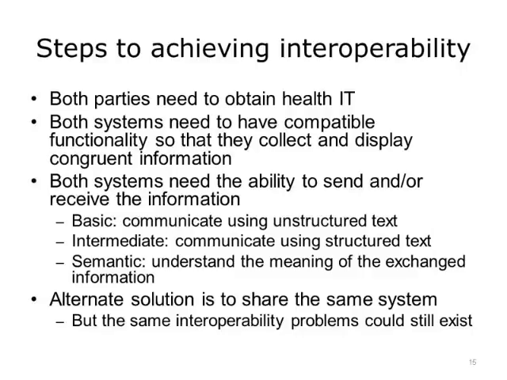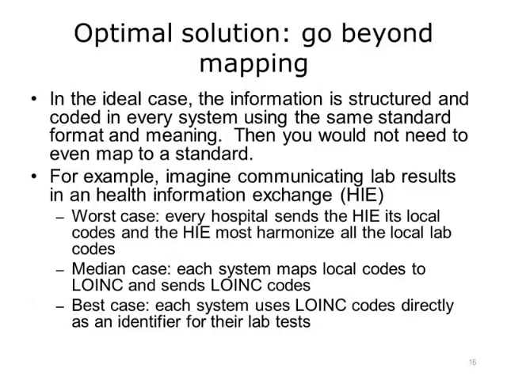An alternate solution for interoperability would be to share the same system. Then you would not have to connect systems at all. But you might find that the same interoperability problems could exist because 2 different parts of a system might have different functionality and might not interoperate as well as you would expect. In the ideal case, the information is structured and coded in every system using the same standard format and meaning. Then you would not need to even map to a standard.